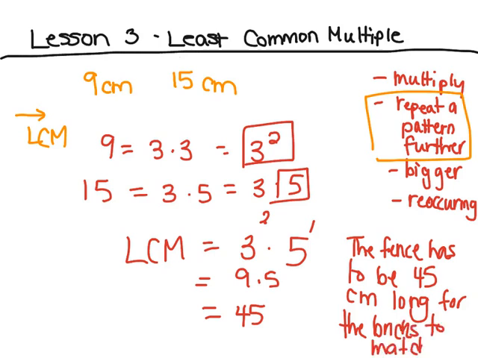And that's it. So if you're imagining that, you would have a brick, and these are 9s. And then the caps on top go 15 and 15. So they don't quite line up, but if you keep going 45 centimeters, they will.